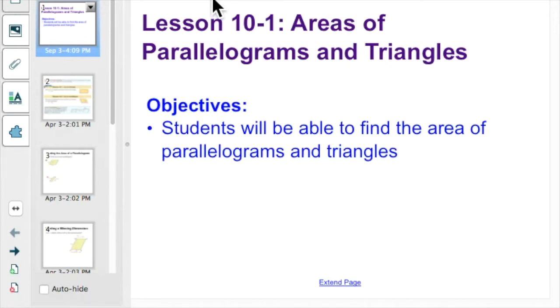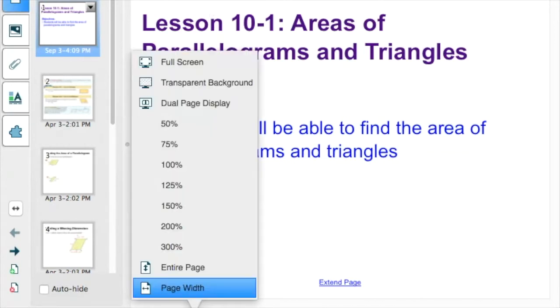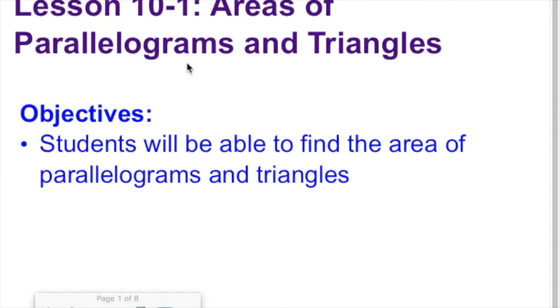All right, welcome to the video for 10.1, areas of parallelograms and triangles. So parallelograms would obviously include rectangles and squares as well. I'm going to give you some formulas you probably already know, but there might be a few tricky things here in the notes, so make sure you take good notes so that you're ready for any challenges that the homework might bring. So being able to find the area of two different shapes.